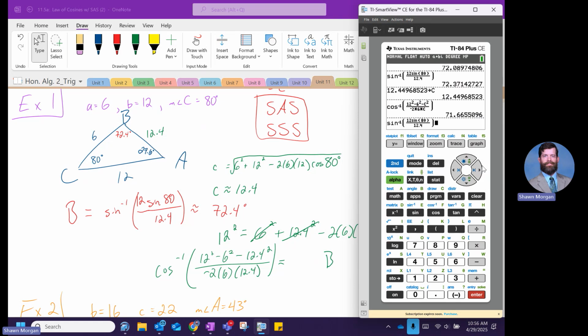You bet your biscuits we can. So instead of 12.4 on the bottom, what should I hit? We're going to do c. And we get a better value there. Now, those numbers are still off just a little bit because, truth be told, what did we say c was?